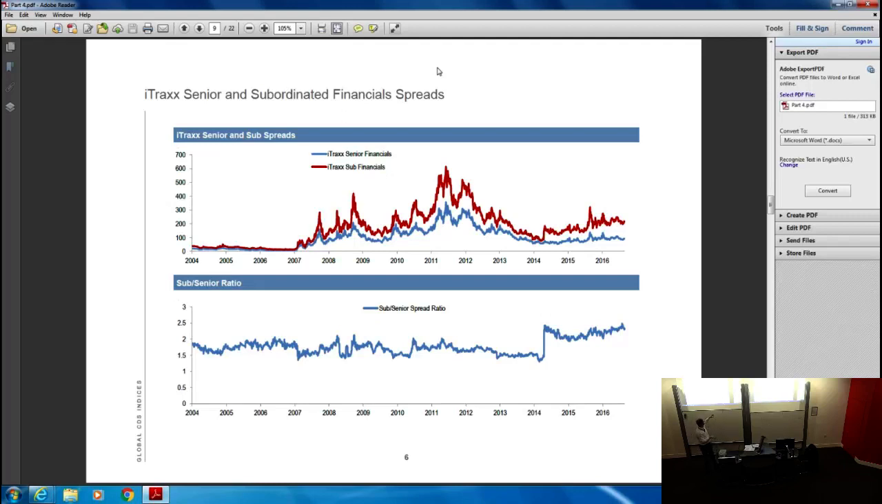Now, as you can see, there was a bit of a jump in that time series back in 2014. So when you look at the ratio, the subordinated CDS widened out a lot more, or at least the new index names were a lot wider than they previously were. The reason you see that jump from a ratio of about 2 times to about 2.5 times was that the CDS contracts were changed back in 2014 to make them more in line with what was going on in the market.